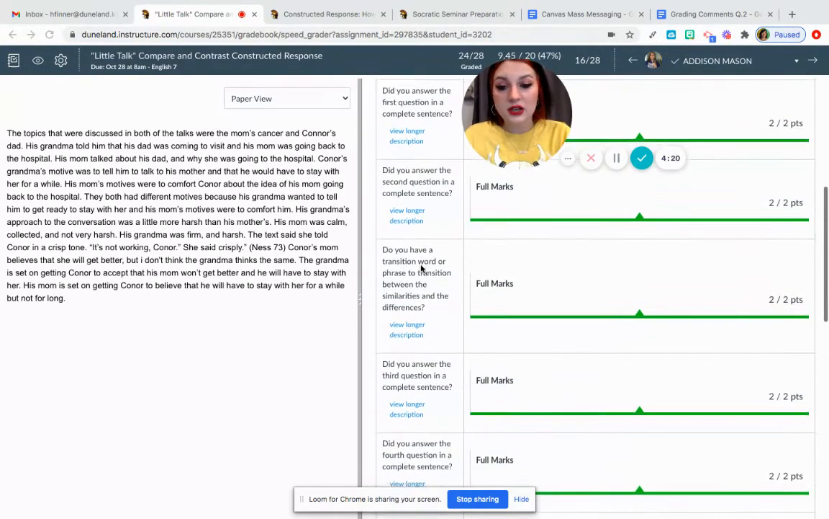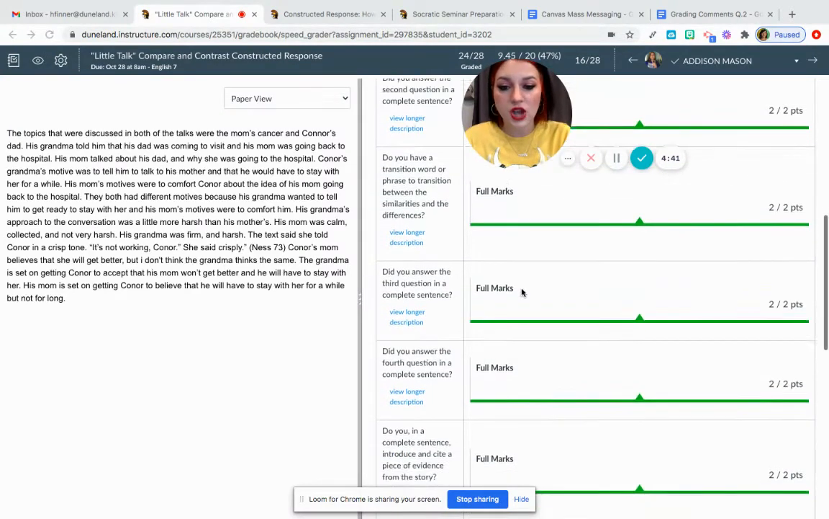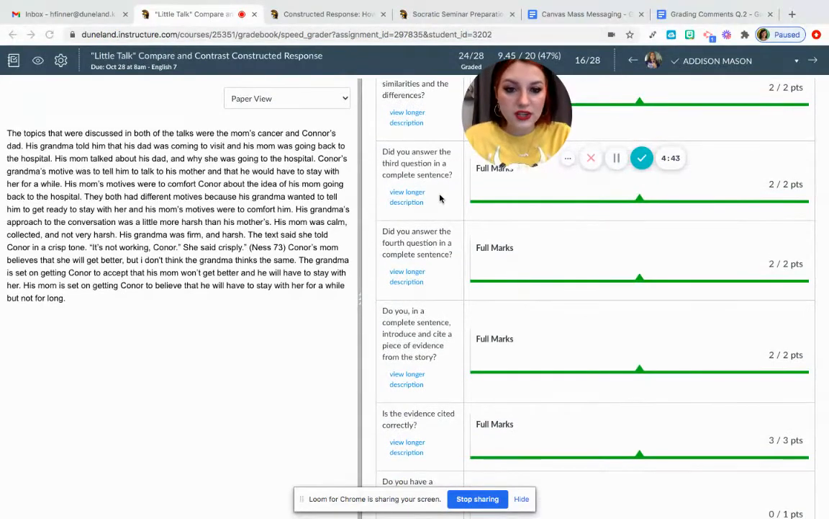Again, same thing. Do you answer the second question in a complete sentence? A lot of students miss this. Do you have a transition word or phrase to transition between, okay, we're talking about the similarities, how those two things are compared, how they're alike, and now we're going to move to talking about the differences? So, again, I'll show you where that is in the student's example because she did a good job with that. Do you answer the third question in a complete sentence?